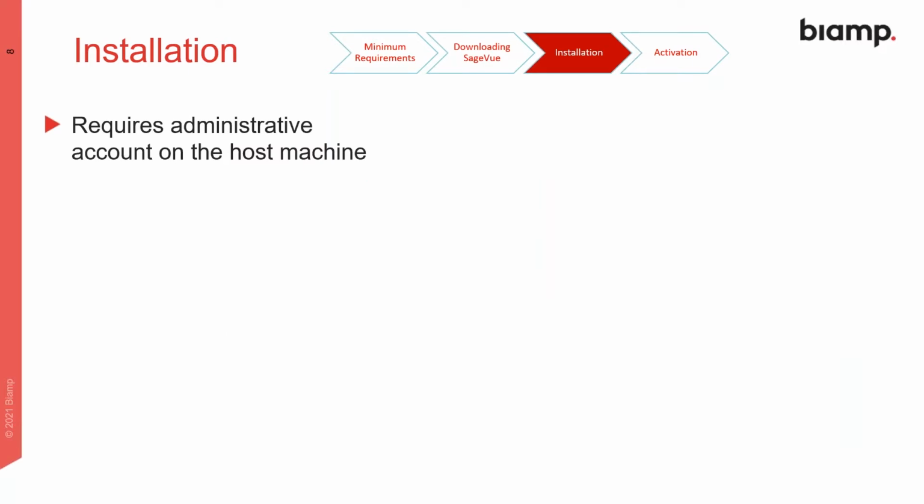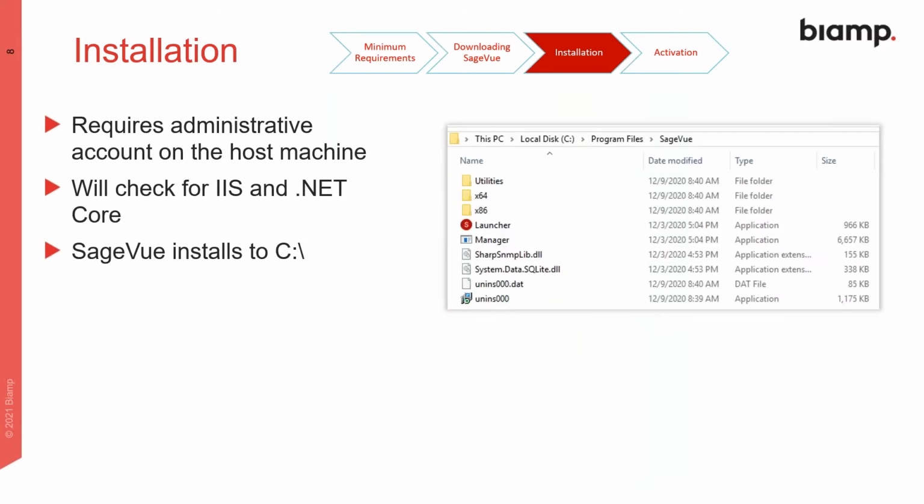Once you've downloaded SageVue, installation is pretty straightforward. Common Windows installation. Do want to note it requires an administrative account on that host machine. As part of the installation, we're going to check for all those installation dependencies we mentioned in the last slide. A couple points throughout the presentation here, we're going to point out a few locations on the Windows PC or server where SageVue is installed to.